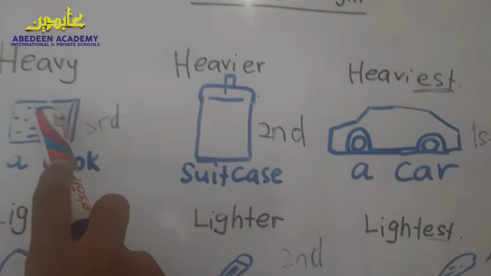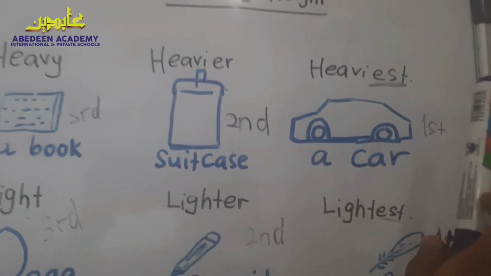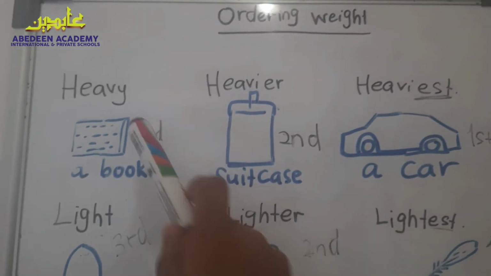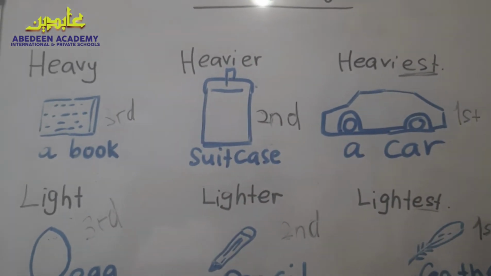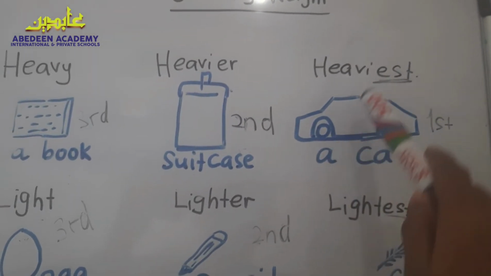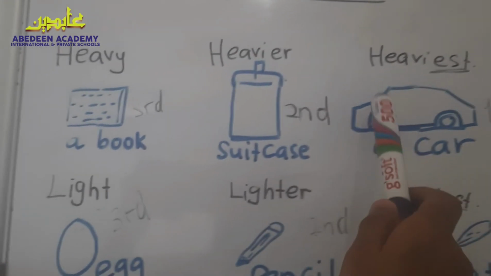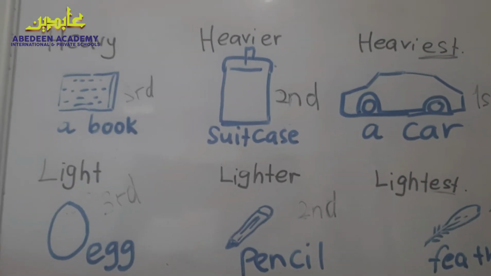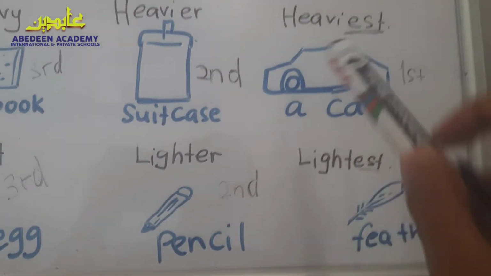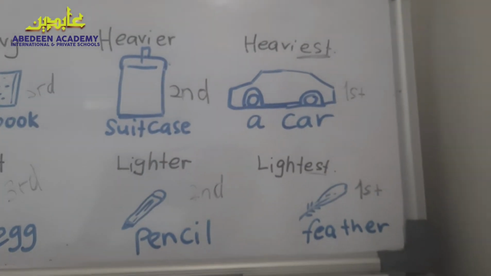A suitcase is heavier than a book. But if I want to compare three objects or more, the word I'm going to use is heaviest. I'm going to find which one is the heaviest among all, and I'm going to talk about that one. For example, a car is the heaviest among these three objects, right? Among a book, a suitcase, and a car, the car is the heaviest.